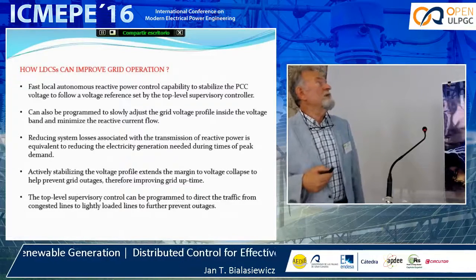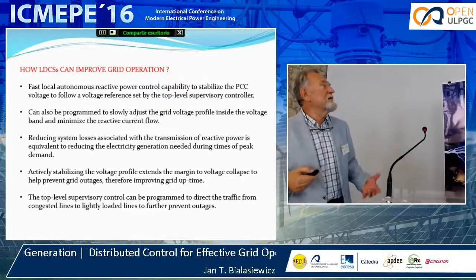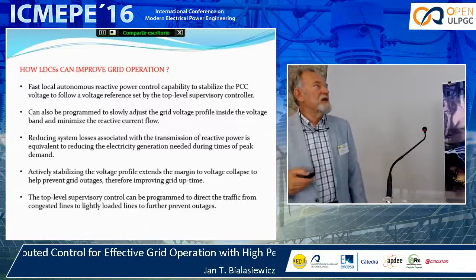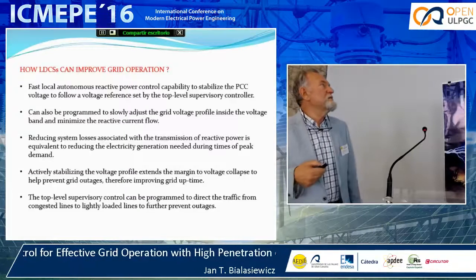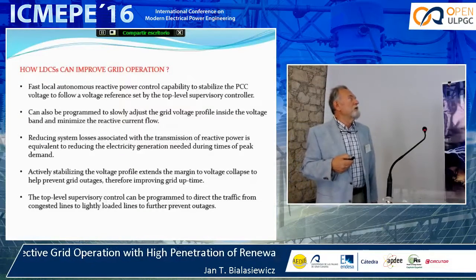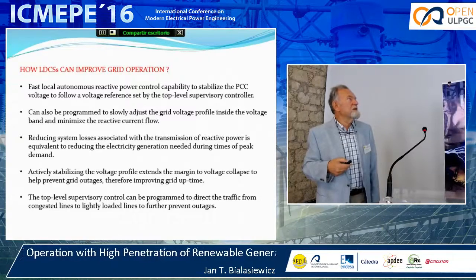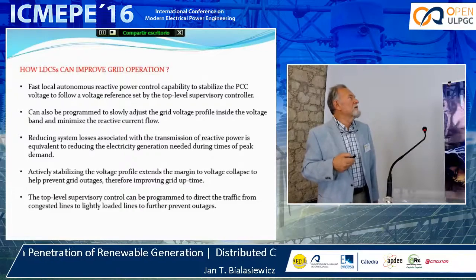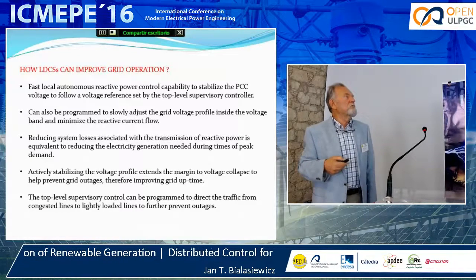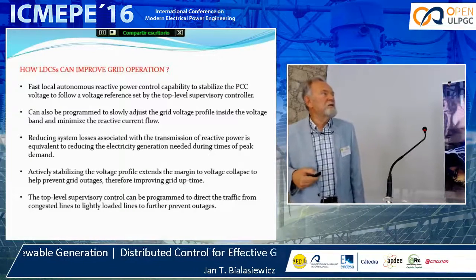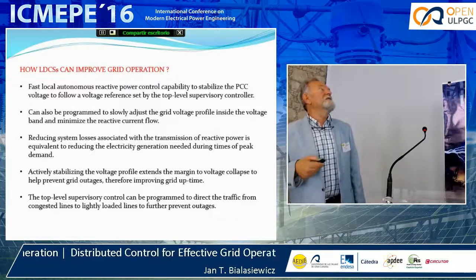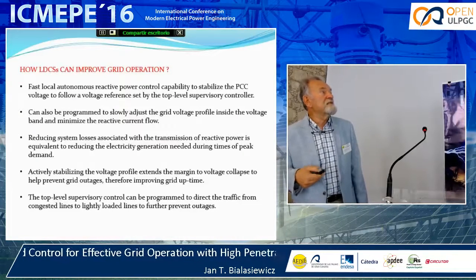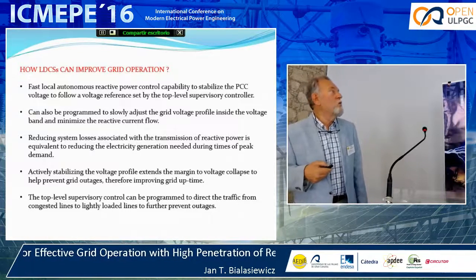How can LDCSs improve the grid operation? Fast local autonomous reactive power control capability to stabilize the PCC voltage to follow a voltage reference set by the top-level supervisory controller. It can also be programmed to slowly adjust the grid voltage profile inside the voltage band, and minimize the reactive current flow.